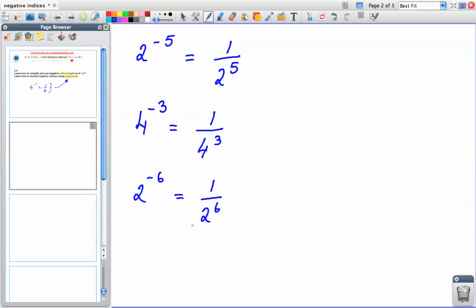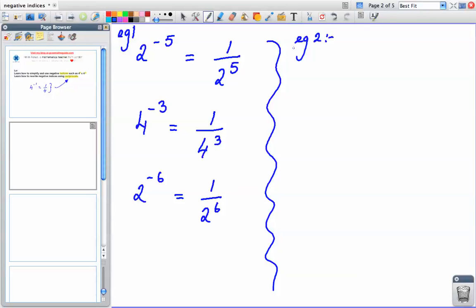So let's move on to another example. So let's label this example number 1. Let's move on to example number 2. On this example, what I want to do is use the index laws that you've learned before from another of my videos and apply the negative index that we've learned.